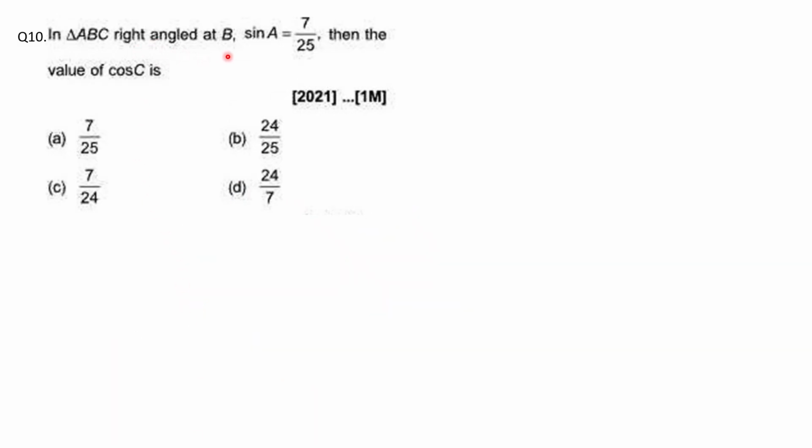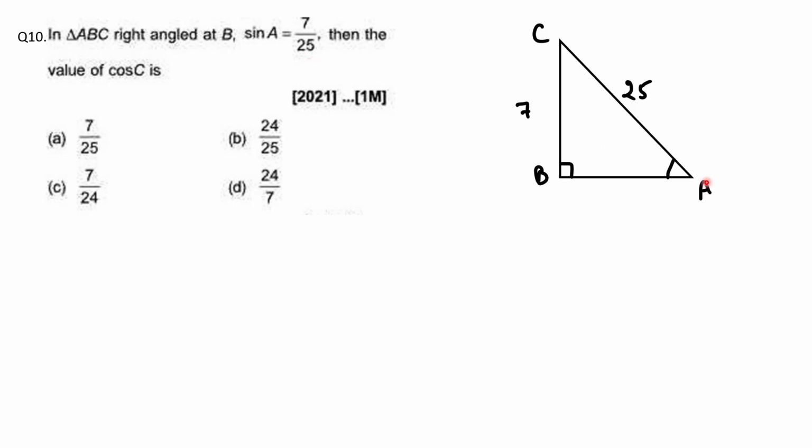In triangle ABC, right angle at B. So let's take a right angle triangle, which is right angled at B, and sine A is 7 by 25. So sine A is opposite by hypotenuse, so 7 by 25. Then you have to find the value of cos C. Now C is here. Cos is adjacent by hypotenuse. So if you see, adjacent is 7, hypotenuse is 25. So cos C value is also 7 by 25. So the answer will be option A.